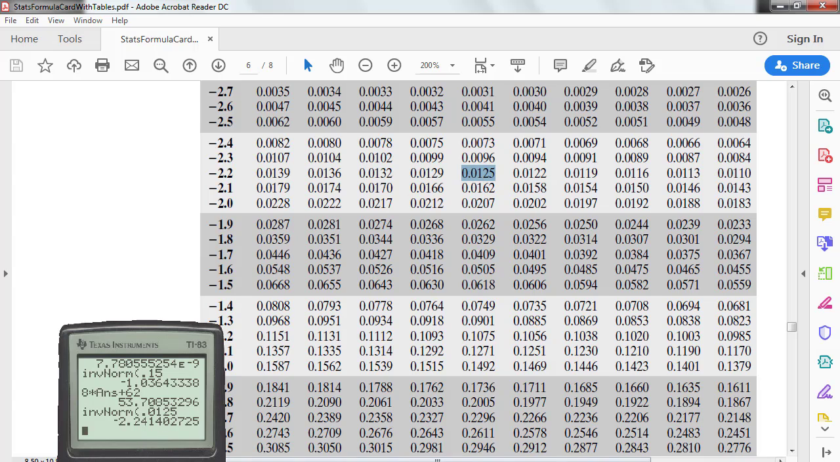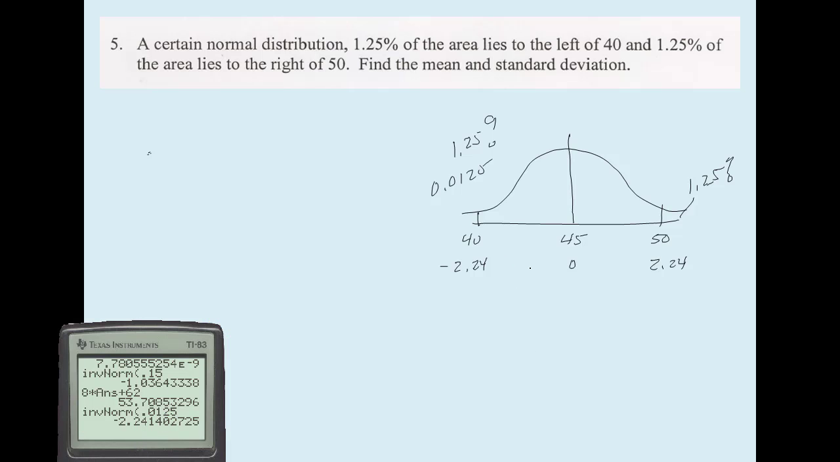Hey, that's what we wrote down. I'll be darned. Okay. So, and then we know by symmetry this is 2.24. So we know that 2.24 is equal to 50 minus 40 times standard deviation. We'll call that our x. So I'm going to flip around these guys.